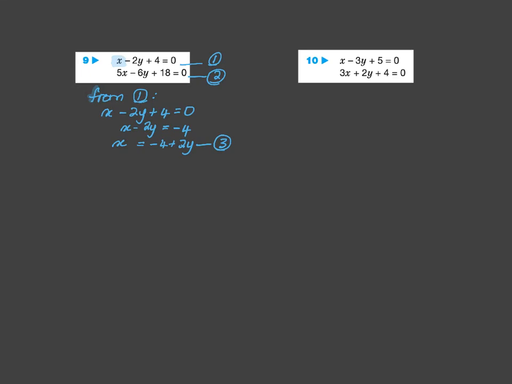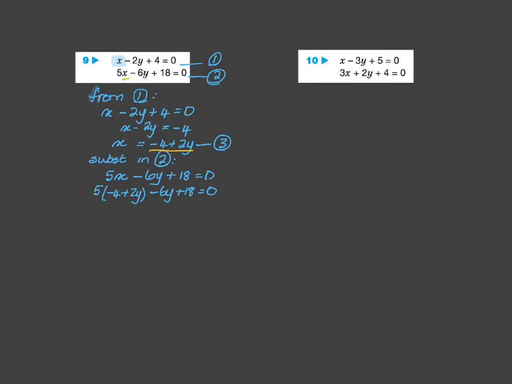Now I'm going to substitute into my remaining equation, which is equation 2. What am I going to substitute? X is negative 4 plus 2y, and so I'm going to put that in the place of x here. Let's write that equation down first. It's 5x, and that's where I'm going to do my substitution. Minus 6y plus 18 is equal to 0. 5x, and x is negative 4 plus 2y, minus 6y plus 18 is equal to 0.